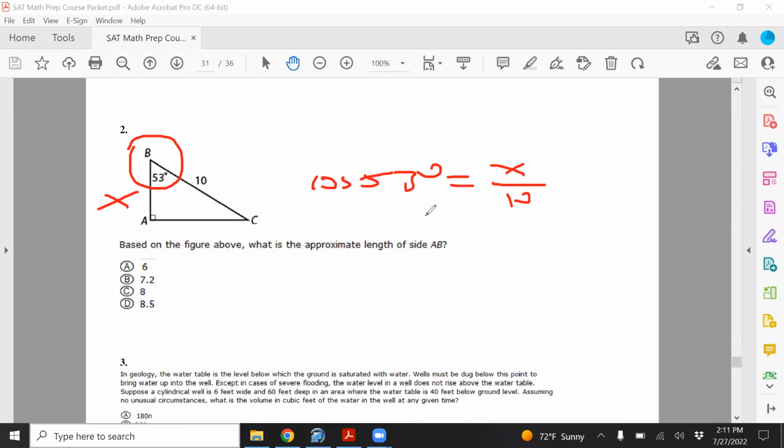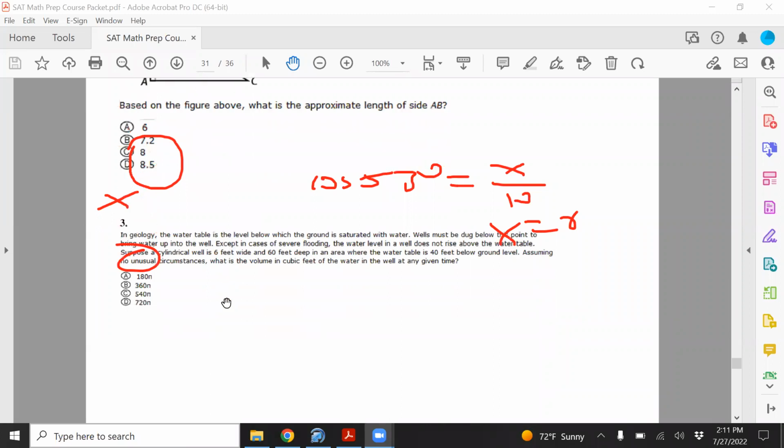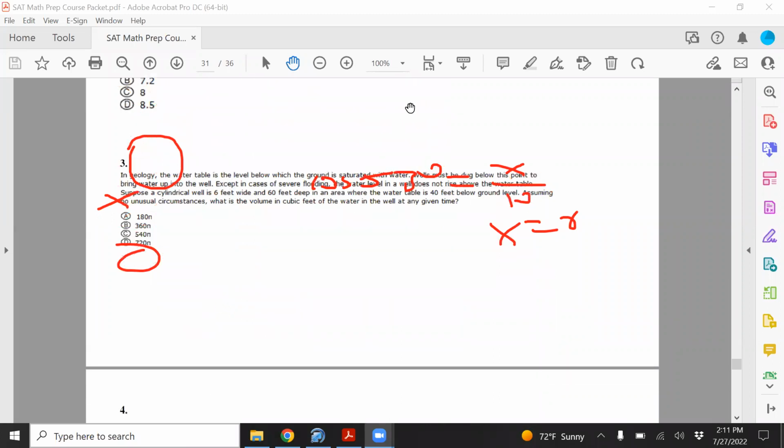I mean, at the very least, you need a scientific calculator to do this problem. 10 cos 53, make sure you're in the right mode. Yeah, we get 6. So that's pretty easy. I mean, you do need to know the SOHCAHTOA rules. They do assess that, but they assess it differently.